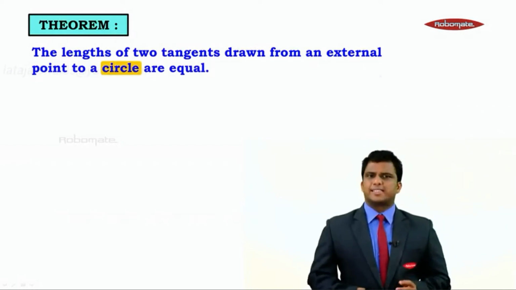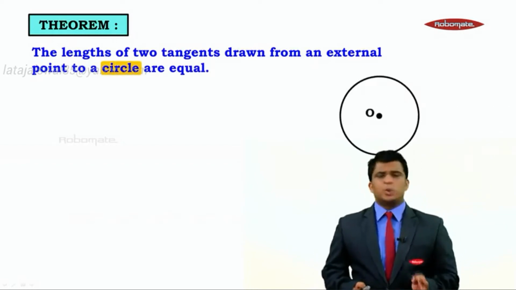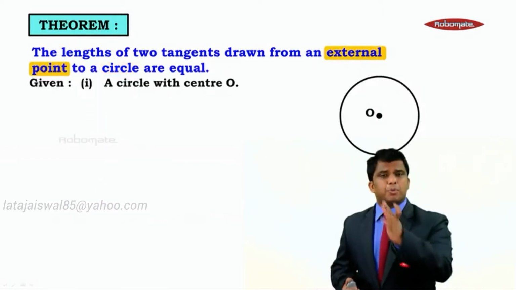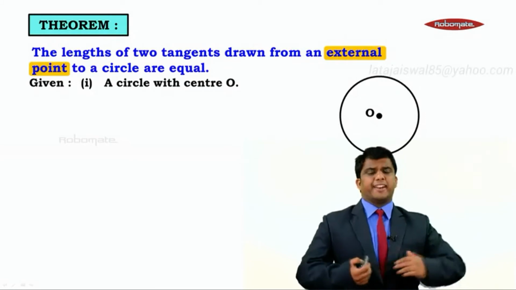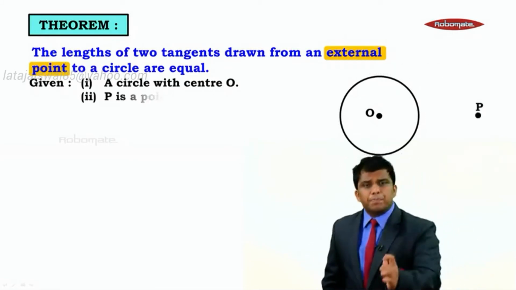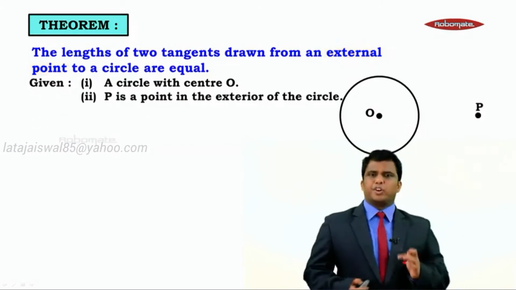We need to have a circle. So let's take a circle with center O and we write in the given: a circle with center O. We require an external point for the circle, and we know there are infinite number of points in the exterior, out of which we take one point as P. So P is a point in the exterior of the circle.